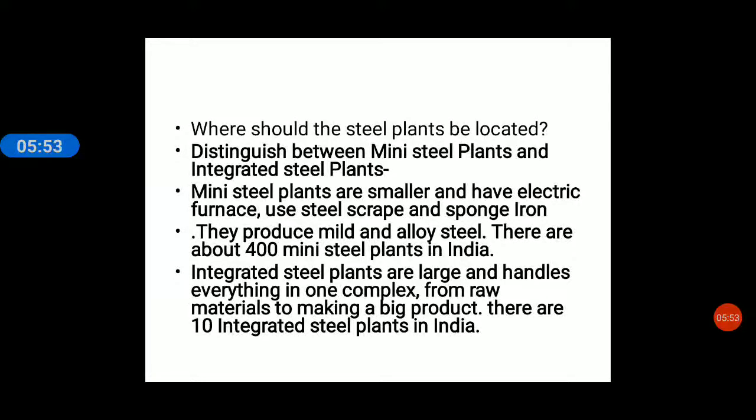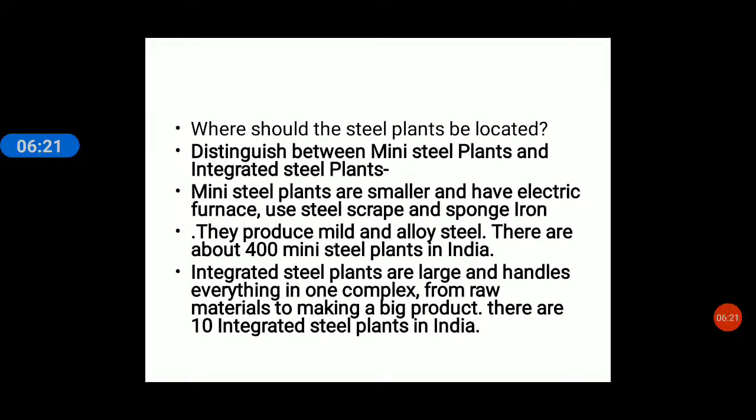Now, what is an integrated steel plant? Integrated steel plants are large and handle everything in one complex, from raw material to making of a big product. Many times in such industries, assembly lines are used. That means different products are manufactured in different smaller industries and they are only assembled in a big industry.